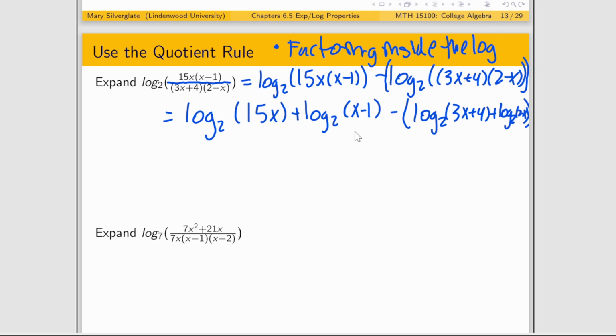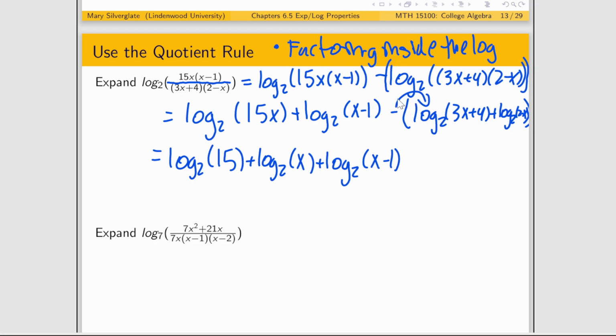And then we want to further break this up, and we want to deal with this subtraction with parentheses. So 15x, that further breaks up because that's 15 times x. That becomes log base 2 of 15 plus log base 2 of x. X minus 1 can't break up further. I'm just going to rewrite him. Log base 2 of x minus 1. I'm going to distribute the subtraction to both of these terms. Minus log base 2 of 3x plus 4 minus log base 2 of 2 minus x. And that would be my final answer. My log has been completely expanded.